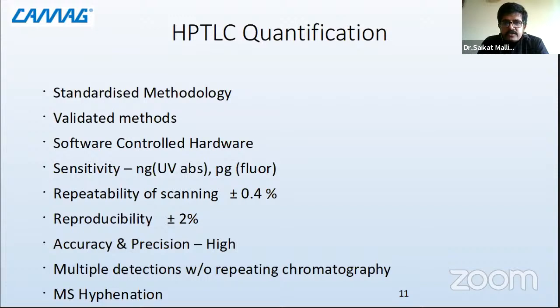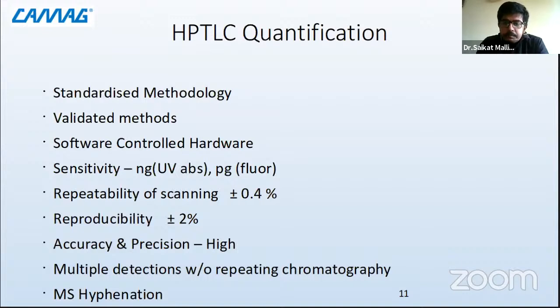Then you have HPTLC quantification. You have a standardized methodology, validated methods. When you talk about HPTLC, TLC, most of you may not know whether I can quantify. What is the aspect of quantification? It is to understand how much it is there. For example, if I tell you that this tablet is of paracetamol and it has 500 mg of paracetamol, what you want to find out is whether really it is having that 500 mg of paracetamol, and that is the aspect of quantification. So when I'm interested in quantification, HPTLC can work on that, and you can do the quantification aspect.